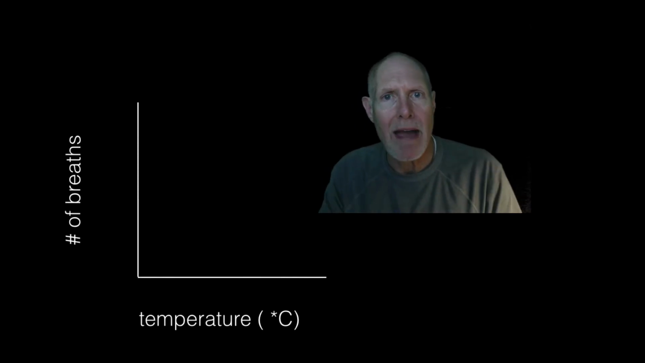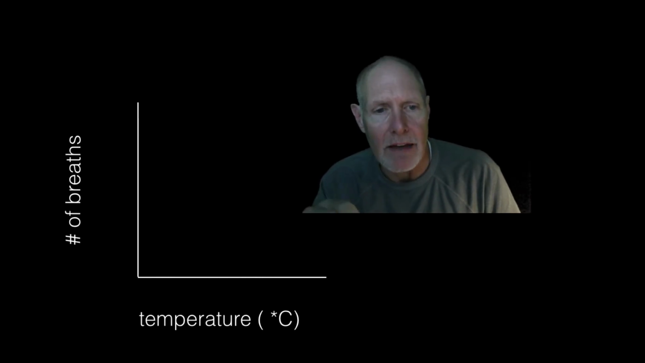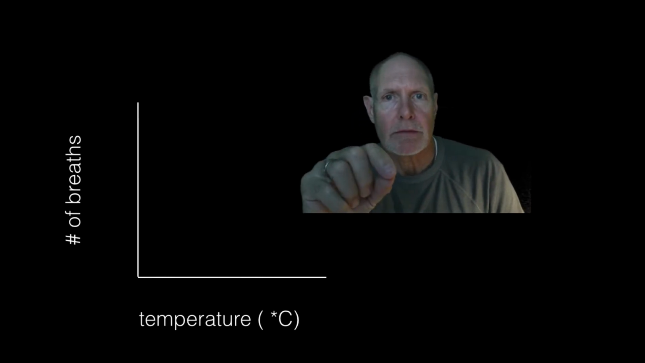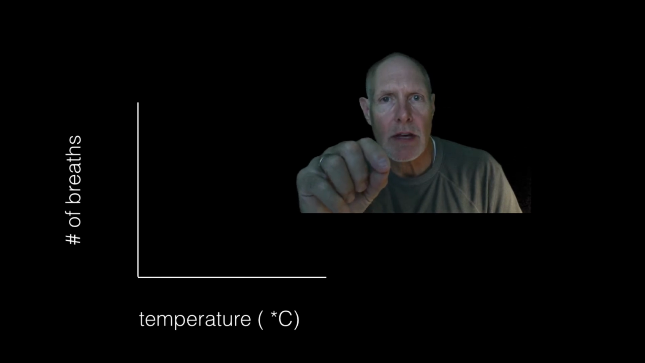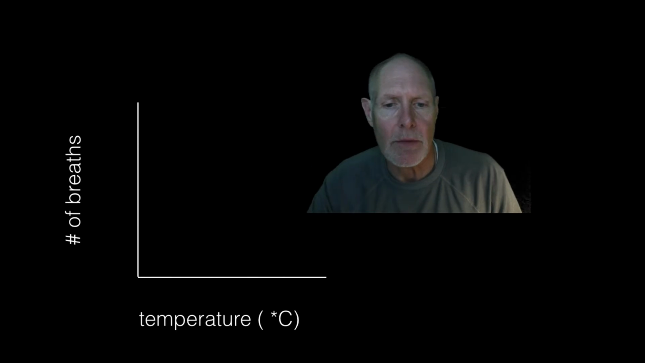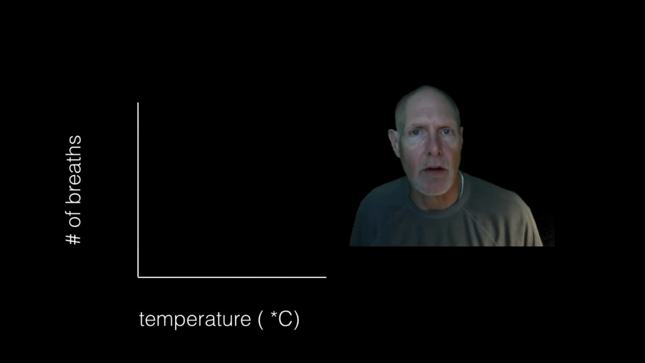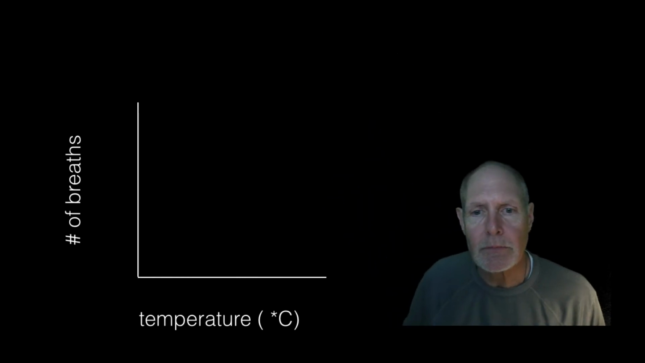Once you've done that, you match up the temperature and the breath. So if the temperature was 5 degrees, go up the y-axis until you hit whatever number of breaths it was and put a dot at that spot. Do the same thing with the temperature at 10 degrees and at 15 degrees. And that's the way you build that graph. So everybody make their graph.